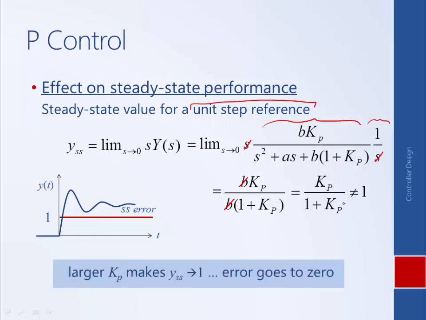As Kp gets large, this Kp will dominate the 1. So we'll have a large number plus 1 divided into a large number. And so the bigger Kp gets, the closer this is to 1. So that gives us some intuition about how we can reduce the steady state error. Of course, by increasing Kp to reduce the steady state error, we may get some other adverse effects, such as we may increase the overshoot or the oscillation in the performance of the system.